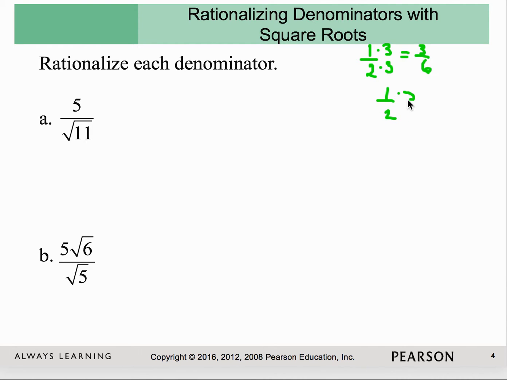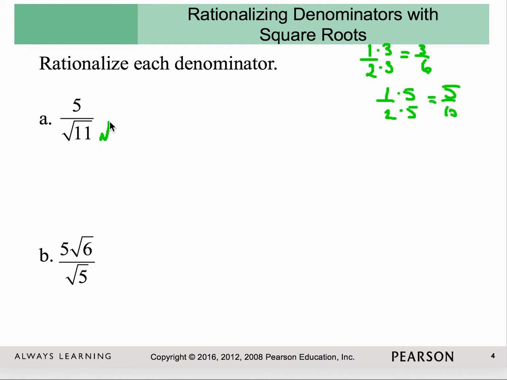I can multiply it by anything I want, as long as I do the same thing to the top and the bottom. I get an equivalent fraction. 1/2 and 3/6, same thing. 1/2 and 5/10, same thing. So I can multiply this fraction by anything I want. I want to multiply it by something that will get rid of that radical.